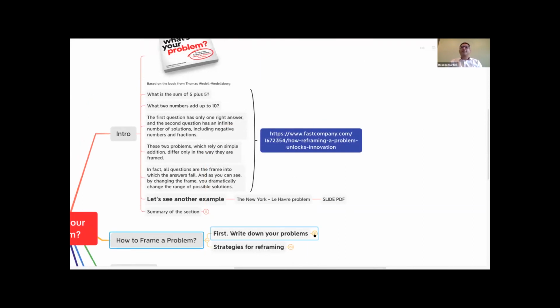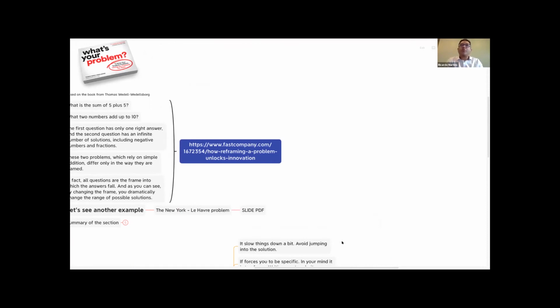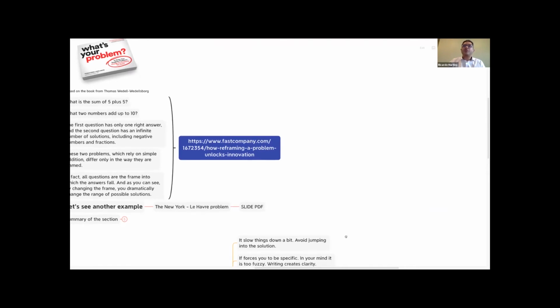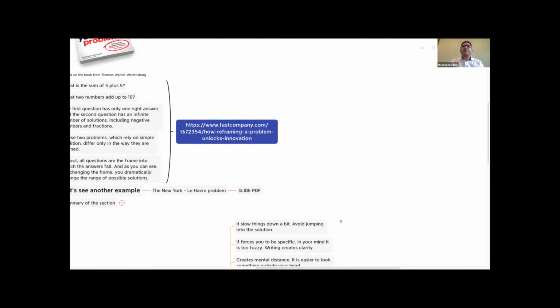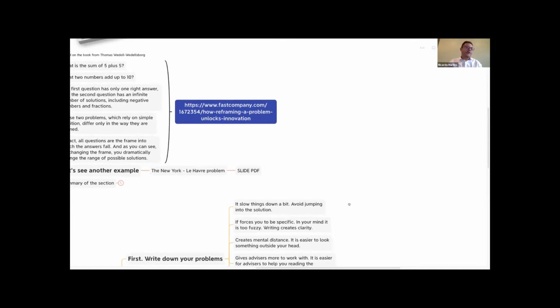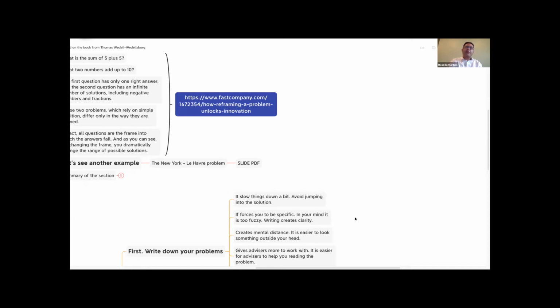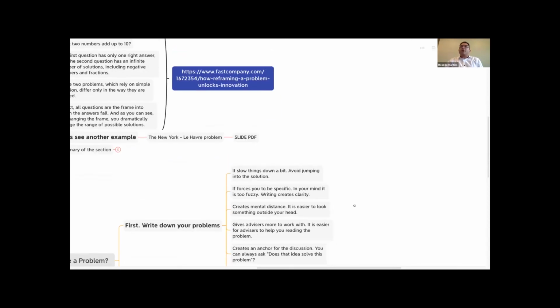The first step, people, is to write down your problems. It's good to write your problem because it avoids jumping to the solution. Writing forces you to be specific. It creates mental distance; it's easier to look at something outside your head. Writing is also good because it gives advisors more to work with. Can you imagine mentors trying to understand your problem without reading it? Writing our problem creates an anchor for the discussion. You can always ask, does that idea solve this written problem?